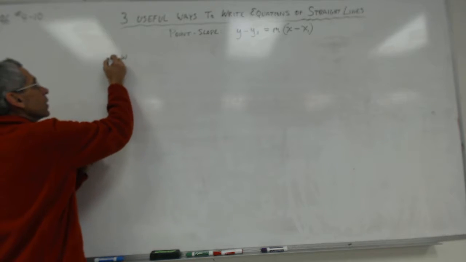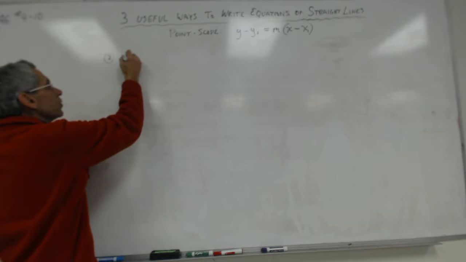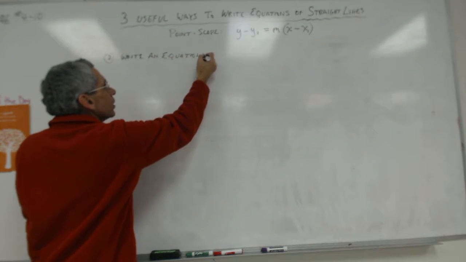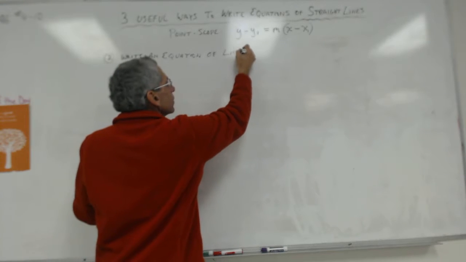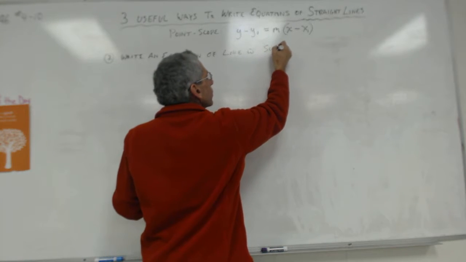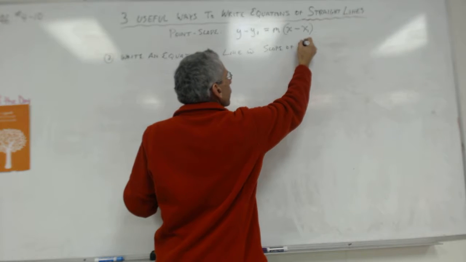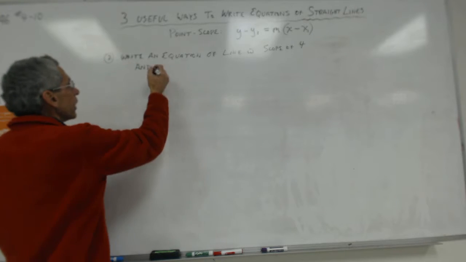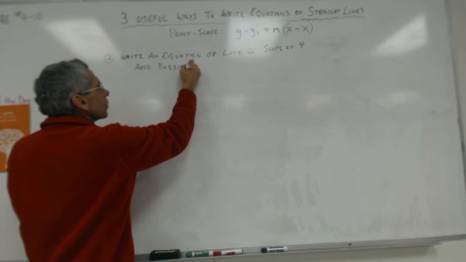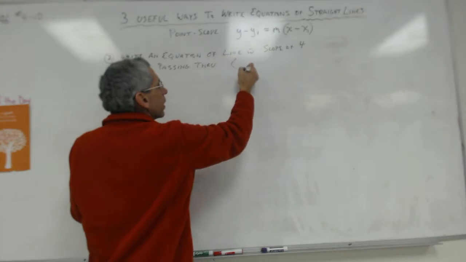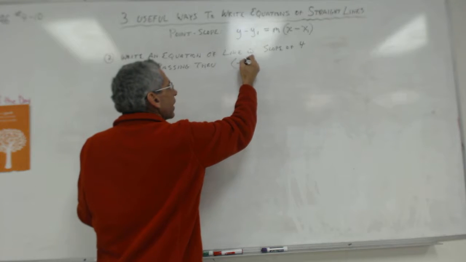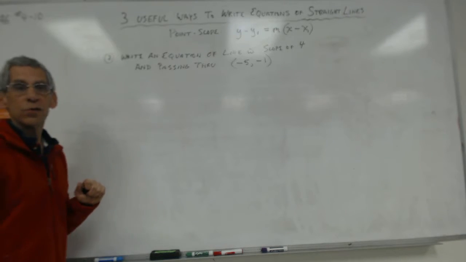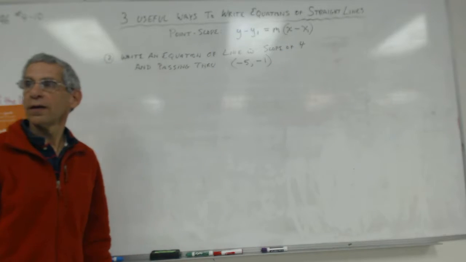So let's see. Write an equation. This is number 2; the first one was number 1. Write an equation of a line with slope of 4 and passing through -5, -1. So here's our formula.